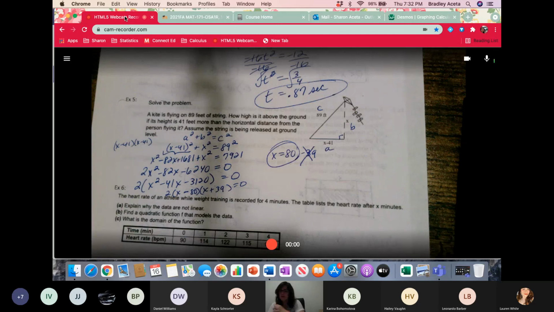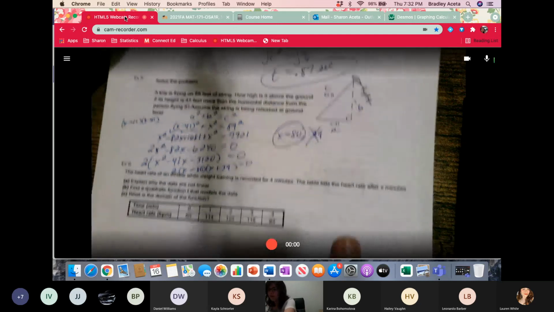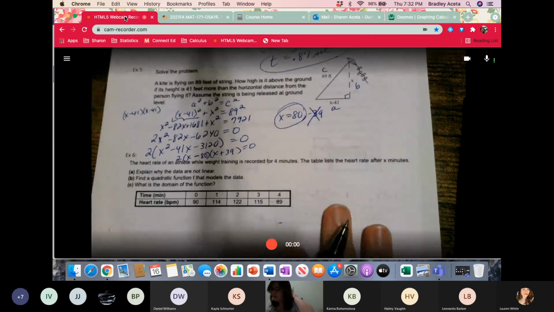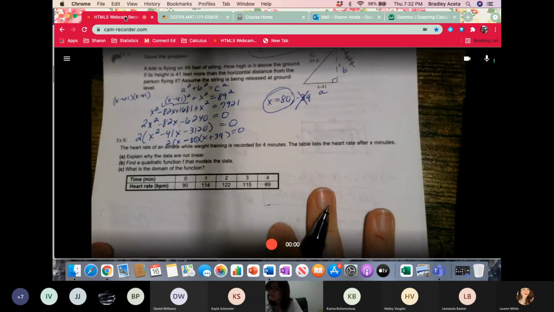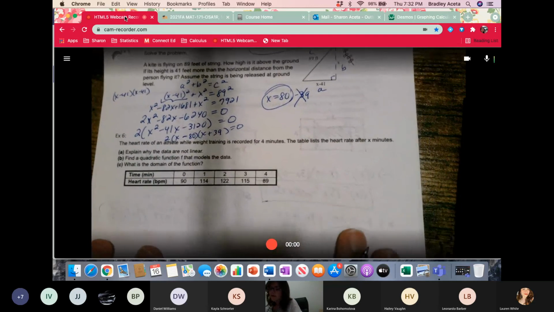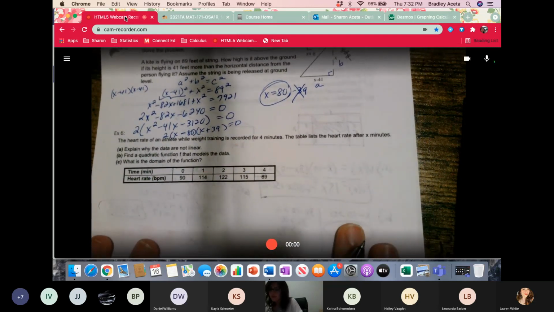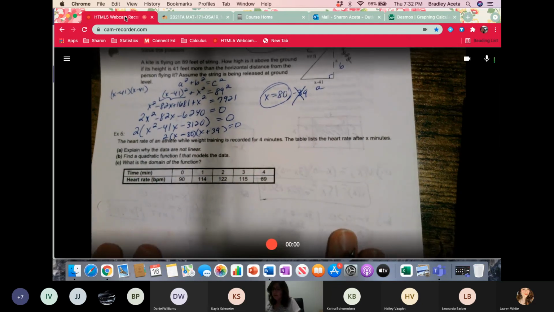Okay, last and final one. Heart rate of an athlete while weight training is recorded for 4 minutes. The table lists the heart rate after X minutes. Explain why the data are not linear. Find a quadratic function that models the data, and what is the domain of the function.